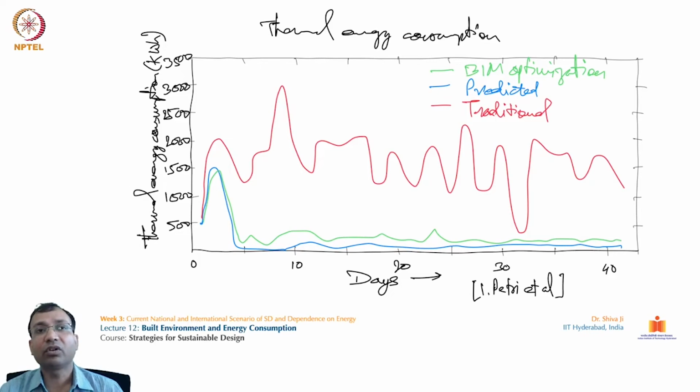So if you see the overall thermal energy consumption pattern, the red lines represent the traditional optimization thermal energy consumption. The blue one talks about predicted thermal energy consumption, and the green one is the building information modeling optimization thermal energy consumption. So what happens in the traditional optimization method, what happens when we predict, and what happens when we take help of a BIM model in the consumption pattern.